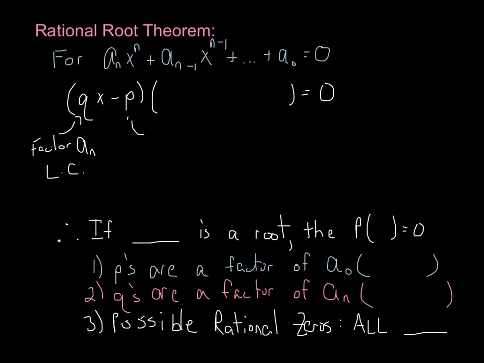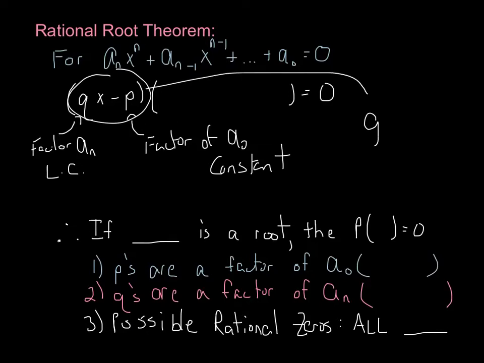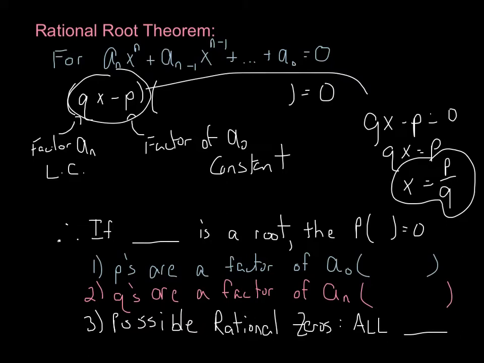The p's are a factor of a sub 0. That's the constant. So we say the following. Take this bad boy. Since he's a factor, then when you solve him, you can set him equal to 0. Solve for x. Well, qx would be equal to p. That means x would be equal to p over q. Remember the p over q that I said earlier? That's where it comes from.